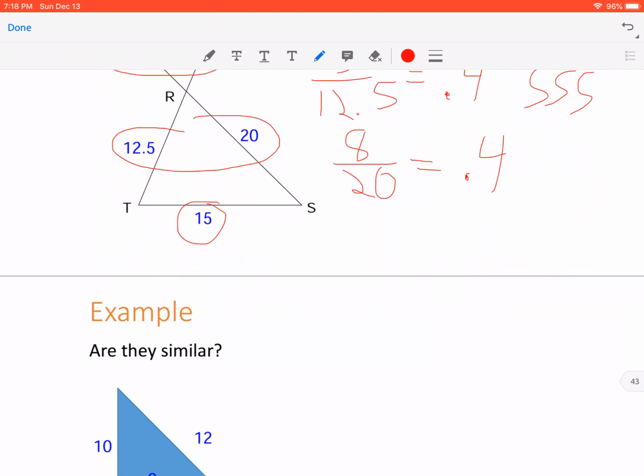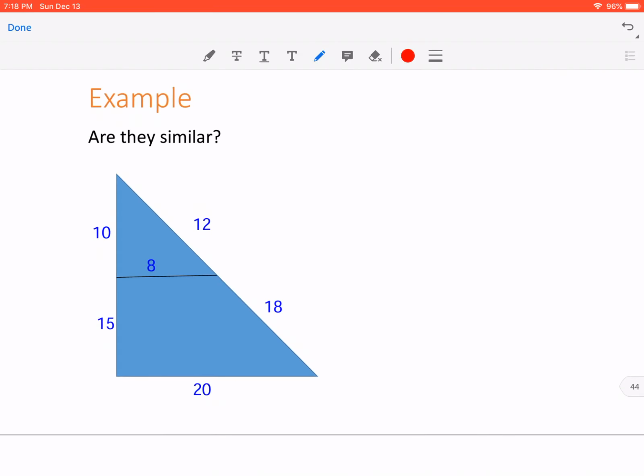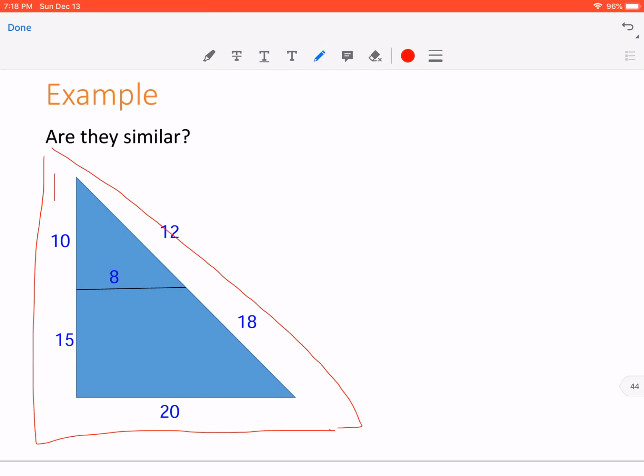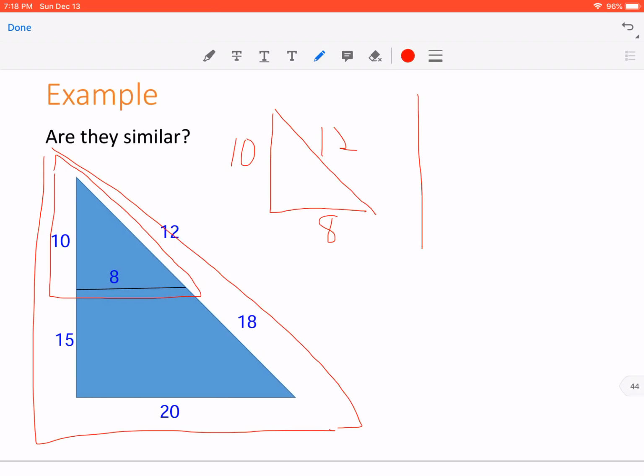All right. Now, sometimes they'll give you a triangle that's inside of another triangle. I have the big triangle here, but then I have the little triangle right here. All right. The best way to do this is to just pull them apart. Draw the little triangle first, and then compare them side by side. So it's a 10, an 8, and a 12. Then draw the big triangle.